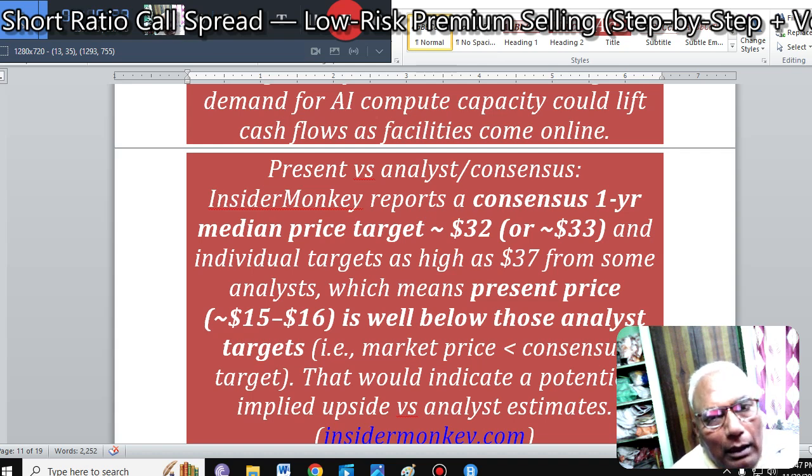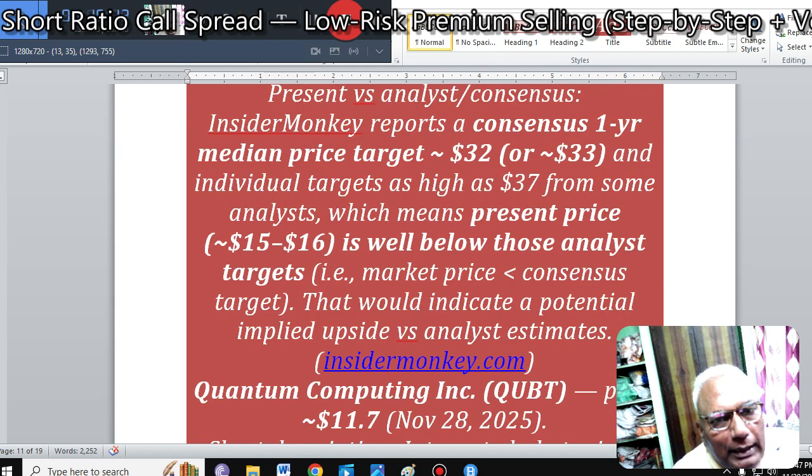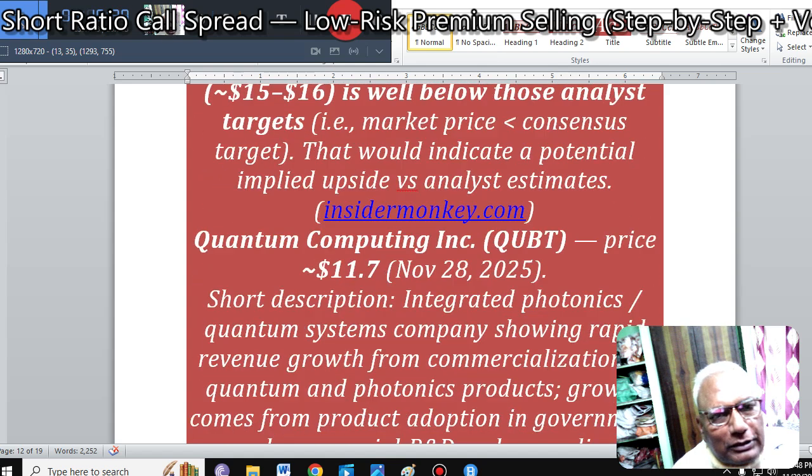Present versus analyst consensus. Insider Monkey reports a consensus one-year median price target of $32 or $33, and individual targets as high as $37 from some analysts, which means the present price of $15 to $16 is well below those analyst targets. That consensus target would indicate a potential implied upside versus analyst estimates.